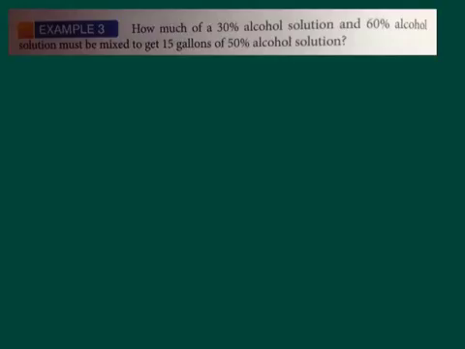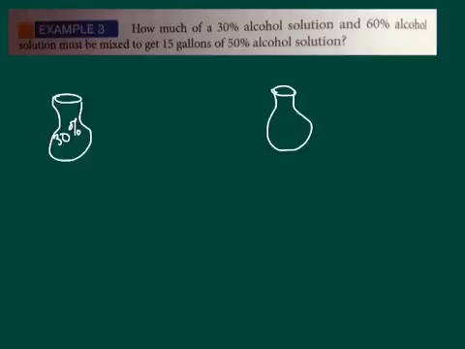Example 3. How much of a 30% alcohol solution and a 60% alcohol solution must be mixed to get 15 gallons of a 50% alcohol solution? So what we've got is this container, and there's 30% alcohol in this, and then there's 70% something else. We have another container that has 60% alcohol and 40% of something else.